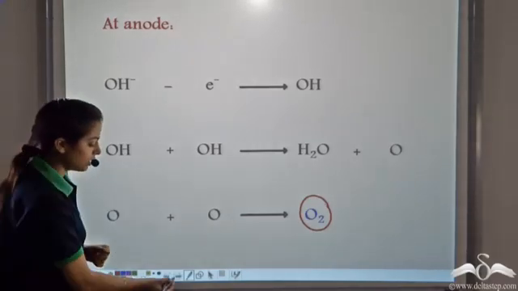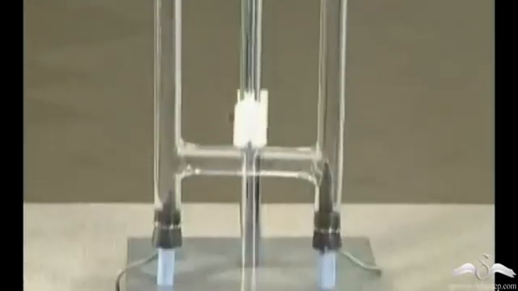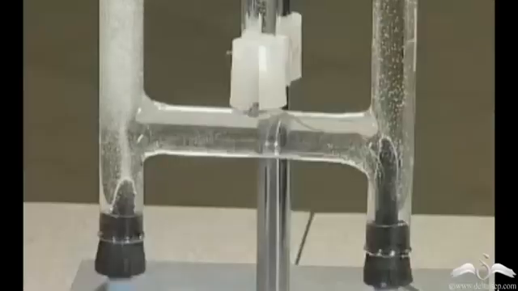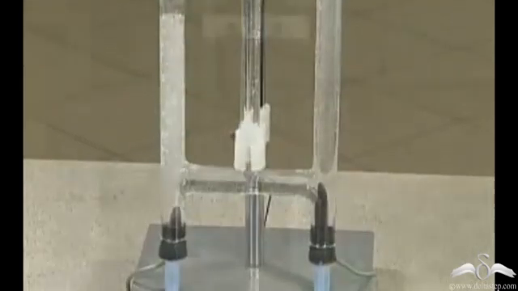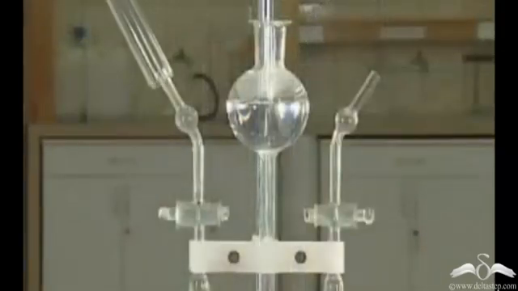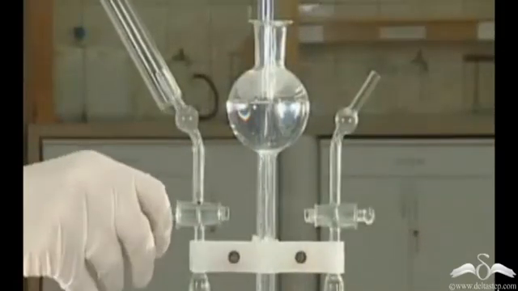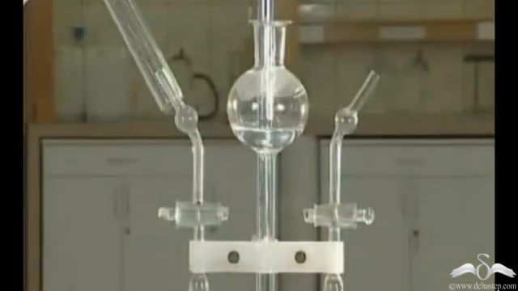So let's look at how this process of electrolysis is taking place in the laboratory. These are the 2 electrodes. When we carry out the electrolysis of water, it is observed that bubbles arise from both of the electrodes. This means that 2 gases are released, one at the cathode and one at the anode. Now both the gases are collected in different test tubes in order to test which gas is released at which particular electrode.